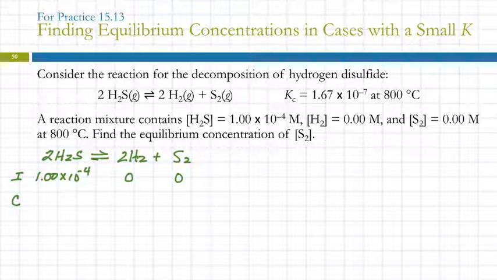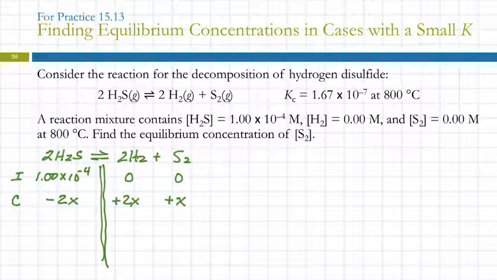So again, I want to call the change in S2 X. So here, this is the dividing line between the reactants and products. I'm going to say that S2 is going to change by plus X, H2 is going to change by plus 2X, and the reactant is going to decrease by 2X. Okay? And then at equilibrium, we've got 1.00 times 10 to the minus 4 minus 2X. We have 2X and we have X.